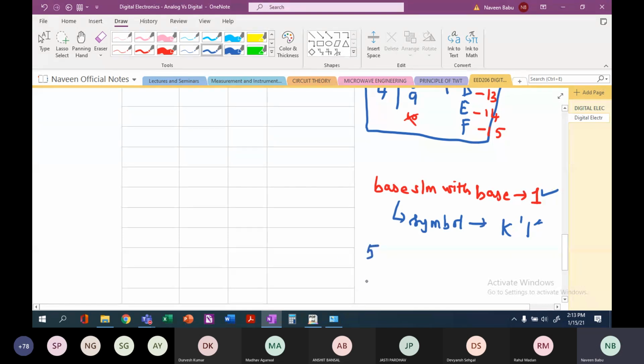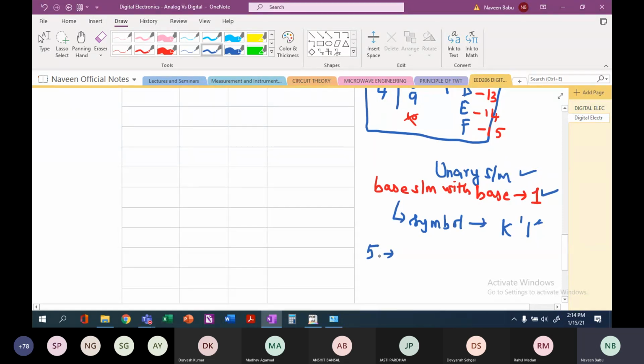If I want to represent 5 in a number system with base 1, this kind of number system is called a unary number system. The number system with base 2 we call the binary number system. The number system with base 1 we call the unary number system. In the unary number system we have chosen that our symbol is 1.